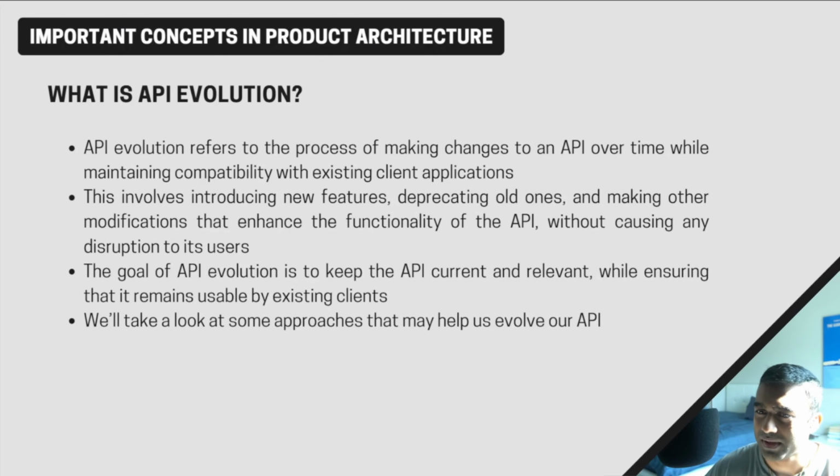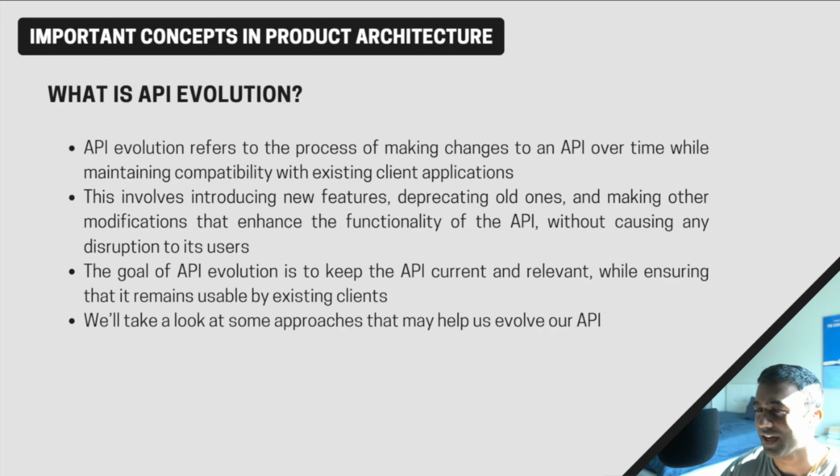So what is API evolution? API evolution refers to the process of making changes to an API over time while maintaining compatibility with existing client applications. This involves introducing new features, deprecating old ones, and making other modifications that enhance the functionality of the API without causing any disruption to its users.